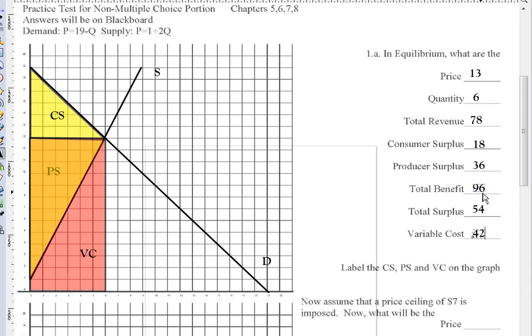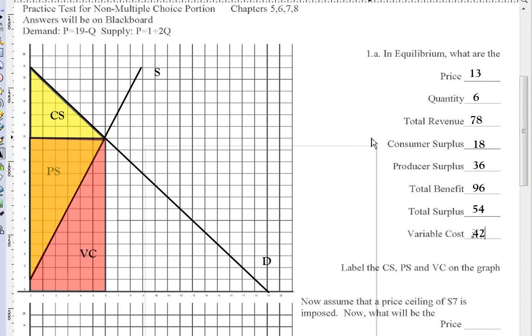Total benefit of 96 is the most consumers would be willing to pay for 6 units of this product. They have to pay 78. So 96 is what they were willing to pay, 78 is what they had to pay. The difference is $18. That's the consumer surplus. It's just the difference between what someone's willing to pay and what they have to pay. So that's the Chapter 6 kind of analysis.